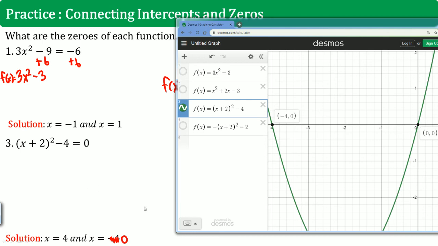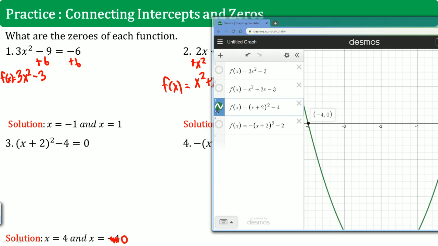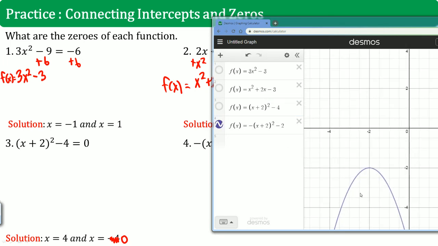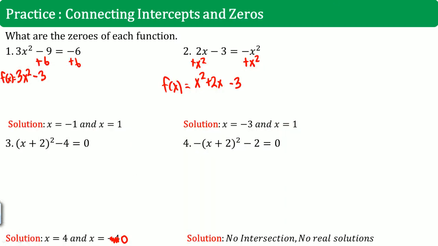Perfect. And the next one, let's just graph that on Desmos. I already have it up. Oh, wow. This doesn't intersect. Notice, it doesn't intersect the x-axis. So you can say this one has no intersection, therefore there are no real solutions. No real roots as well. All right, so there you go. Those are all your solutions.